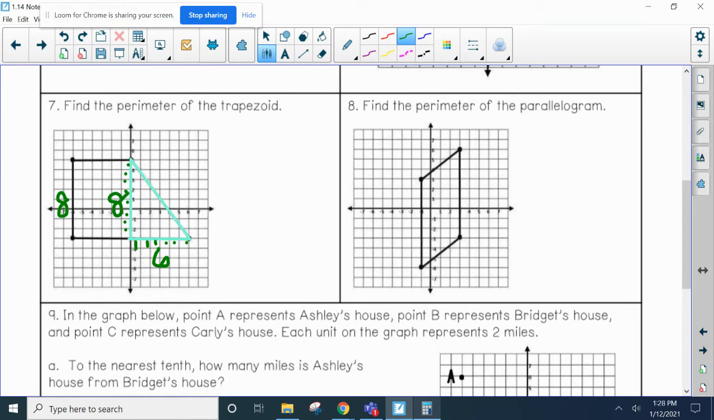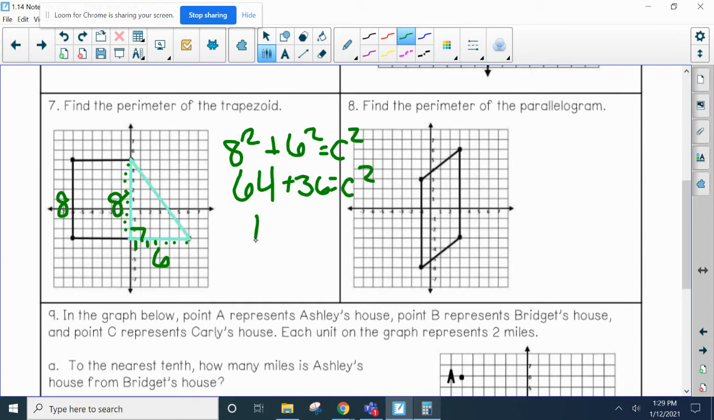All right. So now again, we have our two sides that form our right angle. So 8 squared plus 6 squared equals that distance squared. 8 squared is 64. 6 squared is 36 equals c squared. That's going to be 100 when I add 64 and 36. So let's go ahead and take the square root of both sides. Square root of c squared is just c. And the square root of 100 is 10. So now I know this diagonal is 10.